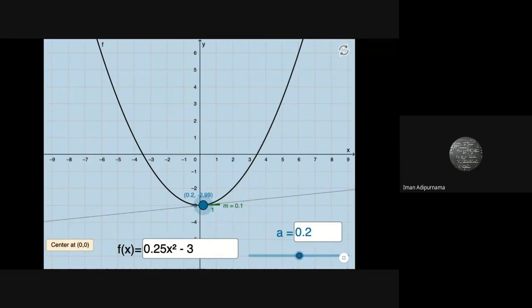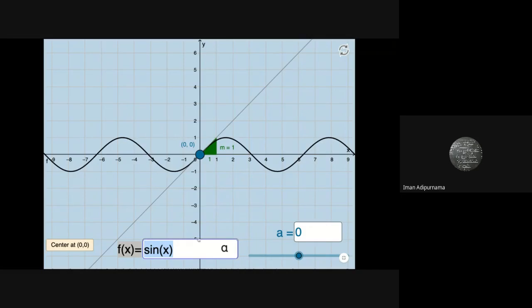And also, in this case, you can change the whole function. You can recreate your own functions. Let's just say sine, and we can also move our sine. So every time it's reaching the maximum and minimum value, the gradient tends to be 0, but you will see in the graph that the tangent will not be horizontal.